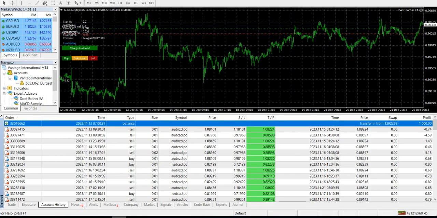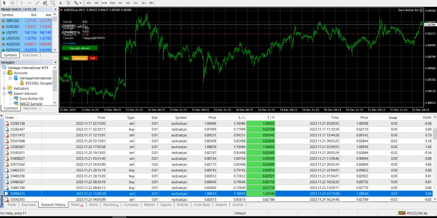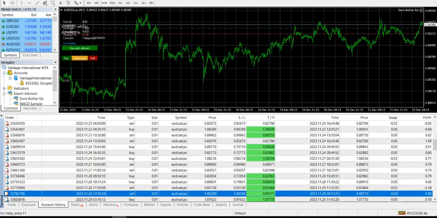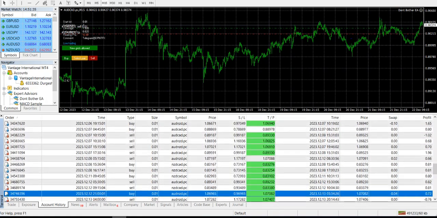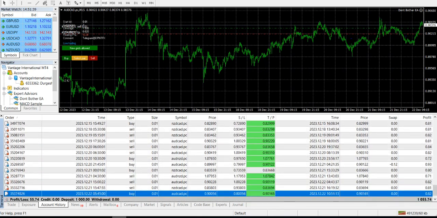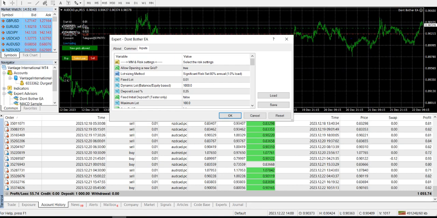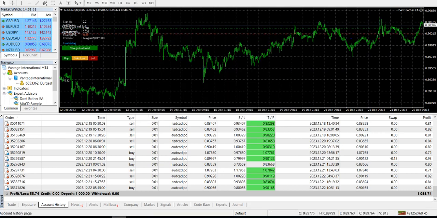We started it on 13th of November and today is 22nd of December. This is on significant risk, that is also known as calculated risk. Okay, so we are done. We made a profit of 55.74 on a deposit of 1000, and as you see, this is significant risk, that is also known as calculated risk.